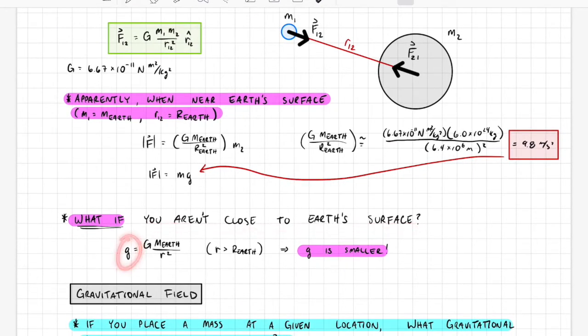Now g will have a different value. You'll still have G in the calculation, you'll still have the mass of the Earth, but now r, how far away you are from the center of the Earth, will not be the radius of the Earth, it'll be some larger value. And so as you get further and further away from the surface of the Earth, r is getting bigger and bigger and bigger. Well, r is in the denominator, and so that means the acceleration due to gravity is going to be getting smaller and smaller and smaller.